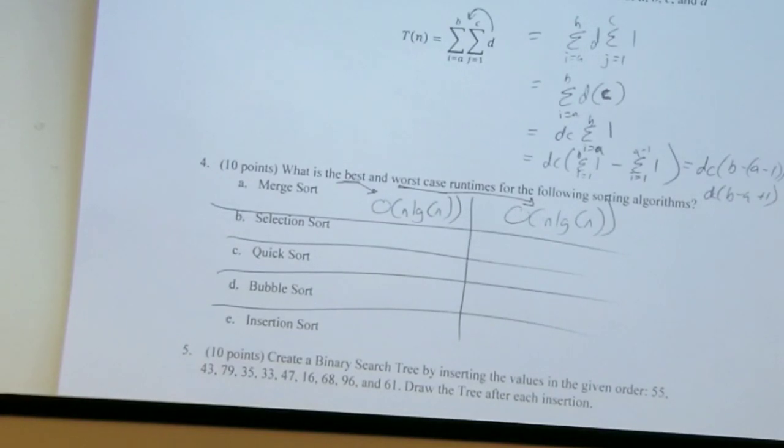I think that's the one I was actually working on, or whatever. So, what? So selection sort does what?